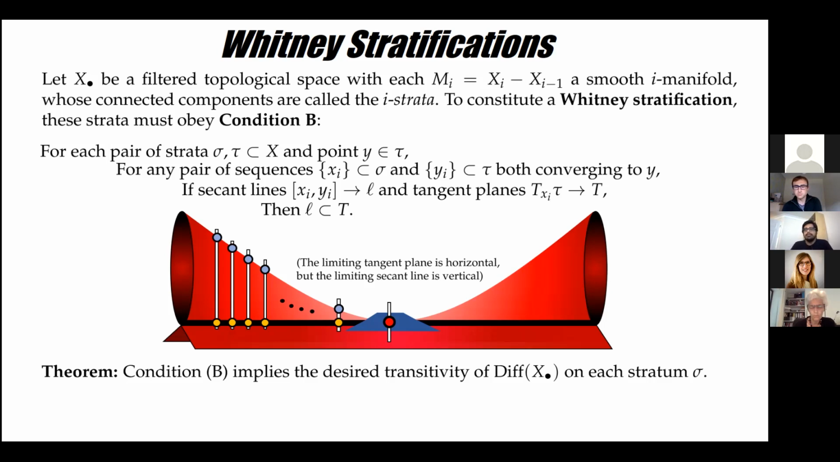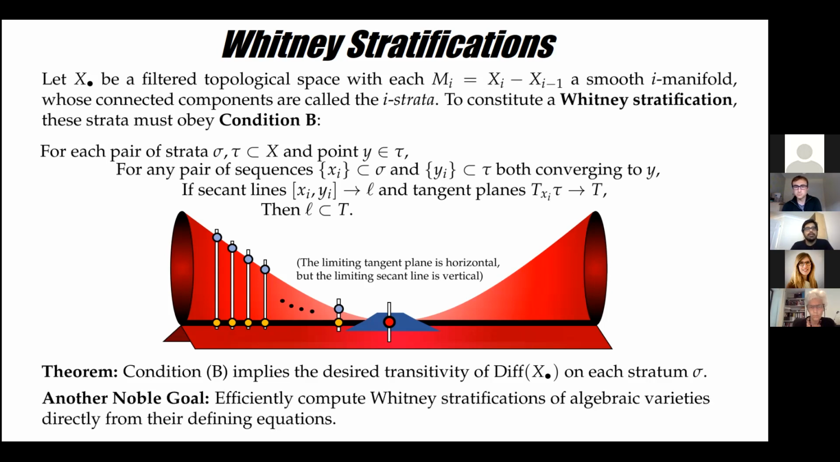Condition B implies this equisingularity, or transitivity of the filtered diffeomorphism group on each stratum. In fact, it's much stronger than that. You get the same transitivity for any hyperplane slice as well, but I don't want to talk about it. So just like this noble goal of finding sufficient conditions that gave us Whitney stratification, another noble goal is to try and compute Whitney stratifications for, let's say, these algebraic varieties that we're interested in.